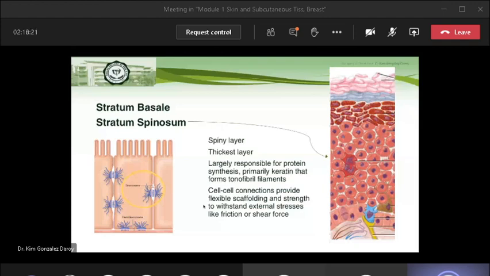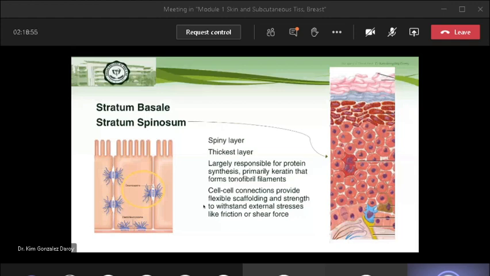In the spinous layer, the cells lose the ability to undergo mitosis, but they are largely responsible for protein synthesis, primarily keratin. Now, the keratin forms filament bundles called your tonofibrils that converge on the hemidesmosomes and the desmosomes to give the skin strength to withstand friction and shear force. So this provides the flexible scaffolding of your skin, meaning it gives the skin the ability to resist external stress.